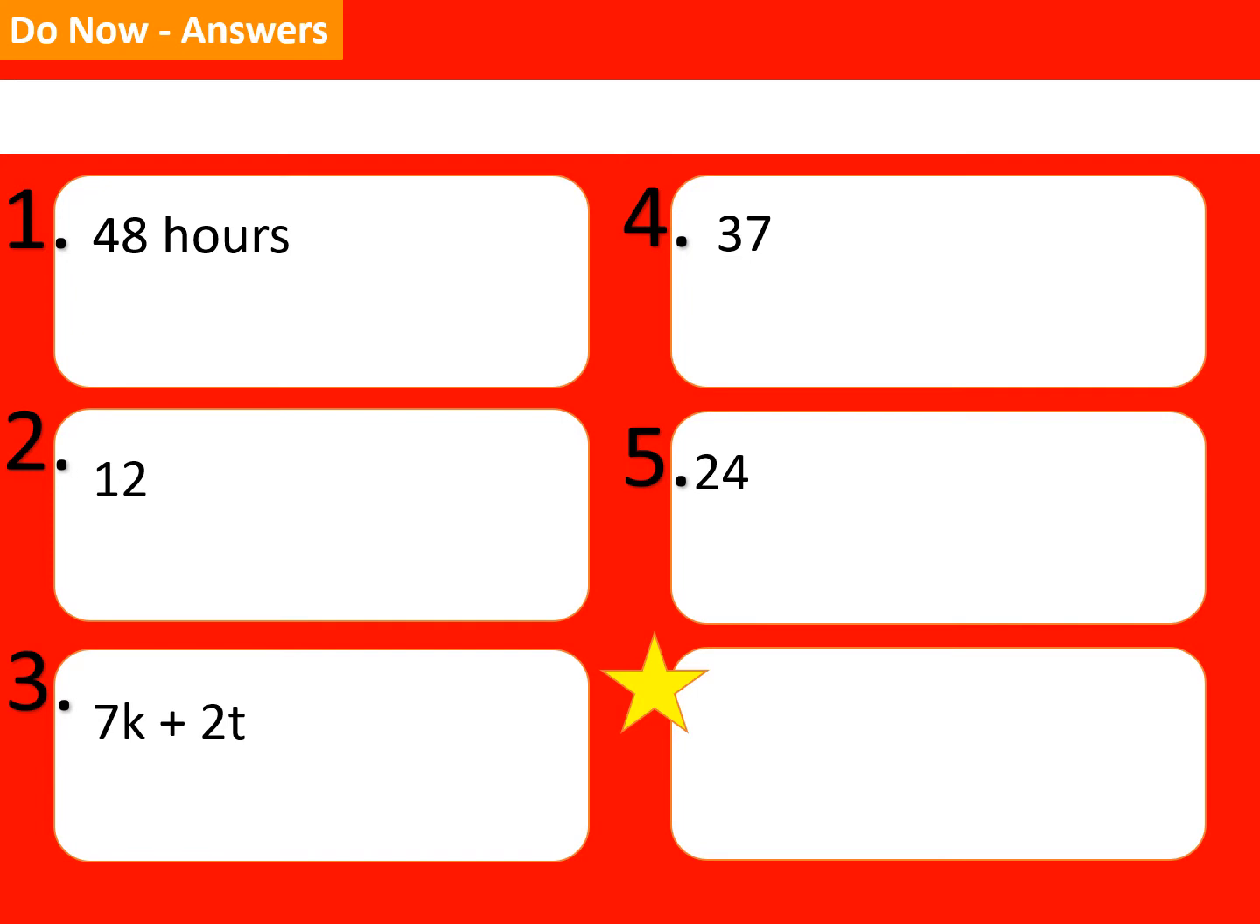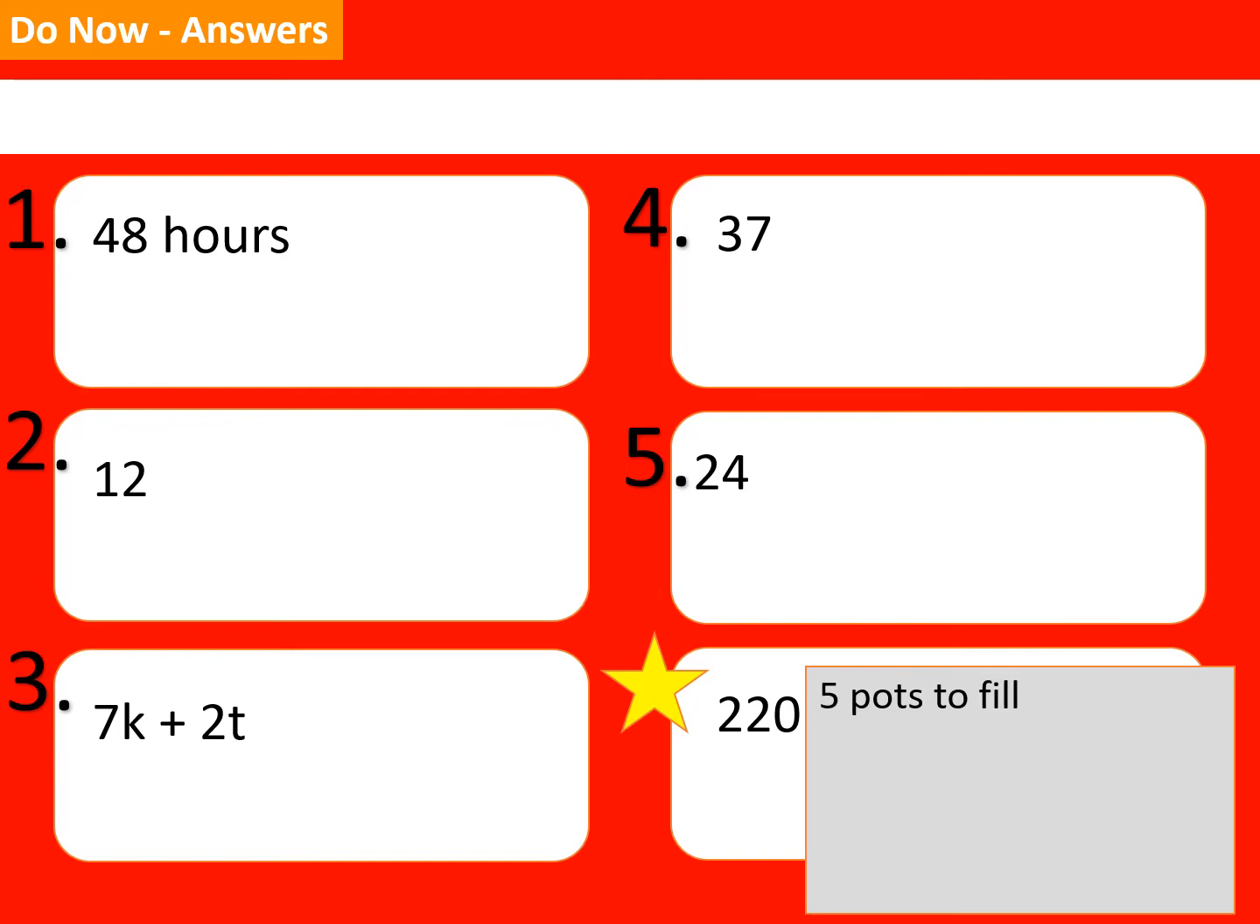Question 6. Ethan has 5 plant pots. In each pot he plants 44 seeds. How many seeds does he plant? You should have an answer of 220.